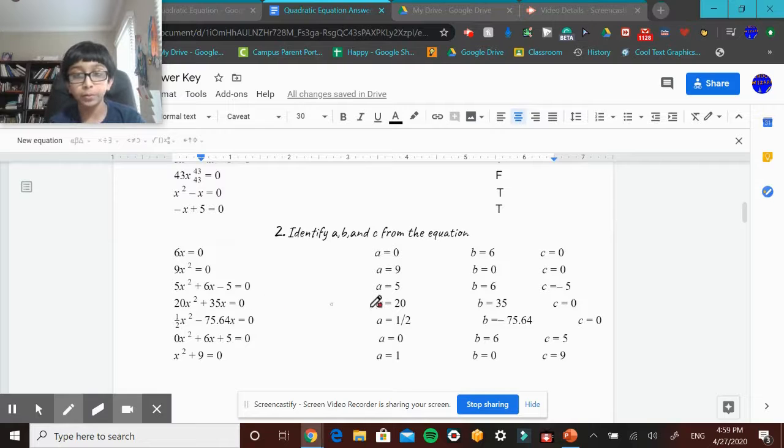Next up, we have one without a c, which means c is 0, but a is 20 and b is 35. Then we have another missing c, which means that c is 0, b is negative 75.64, and a is 1 half. And then moving on to the next one, it literally says 0x squared, but I wrote that just so that it was easier.